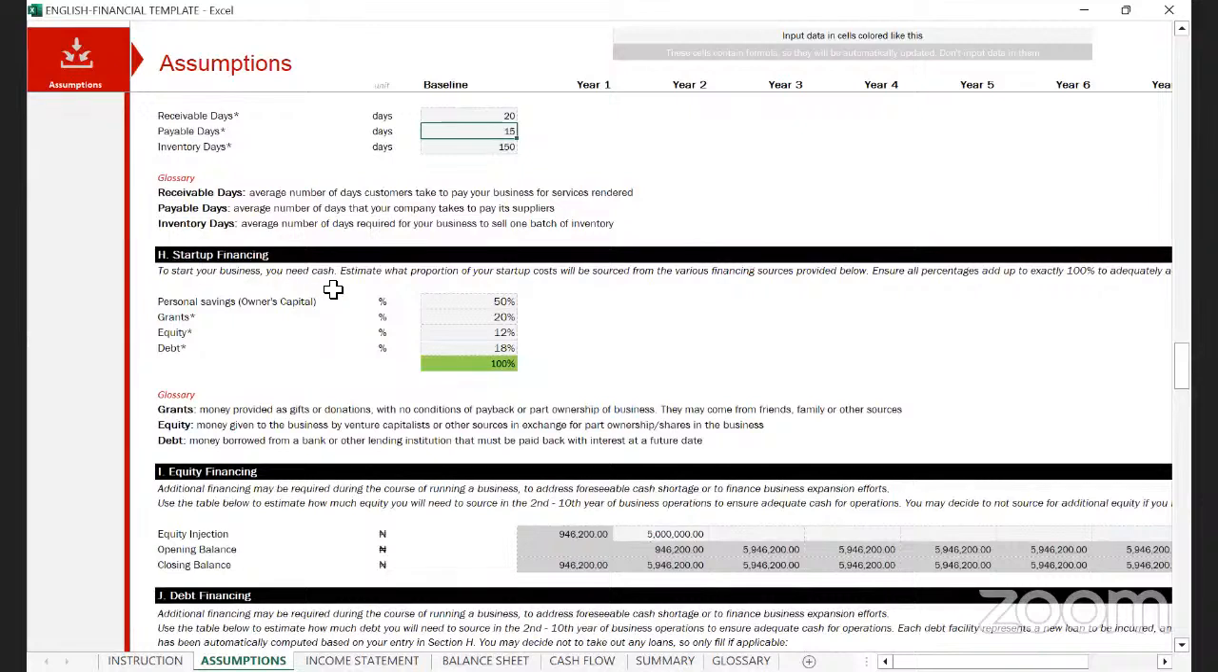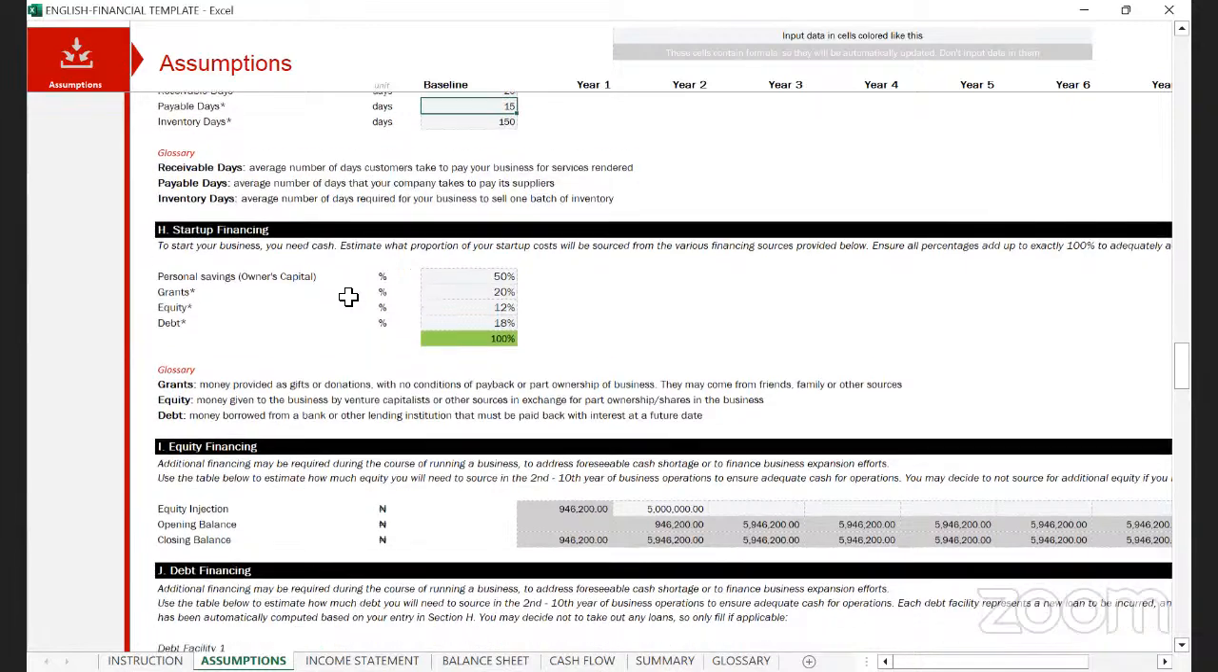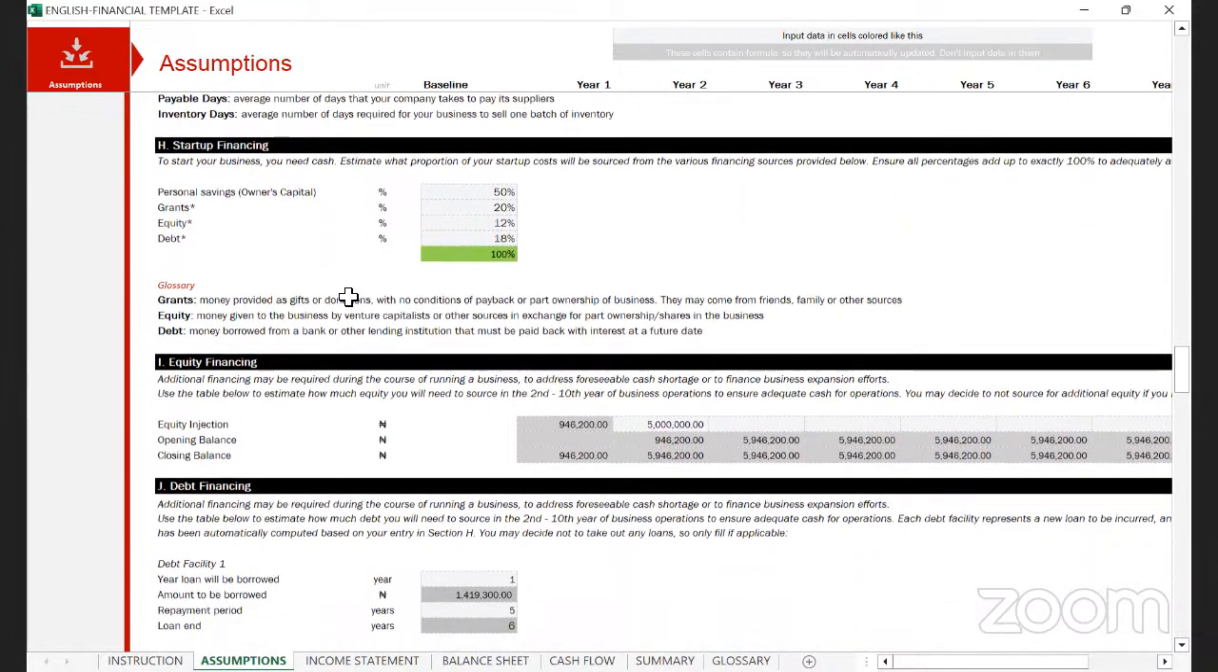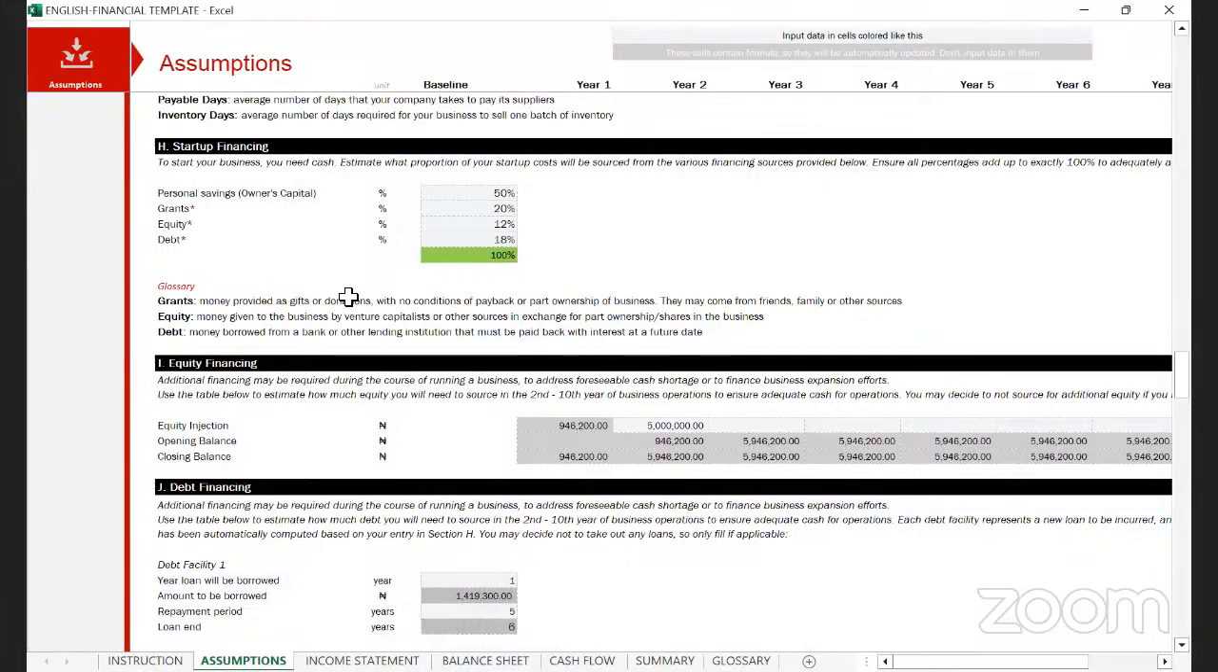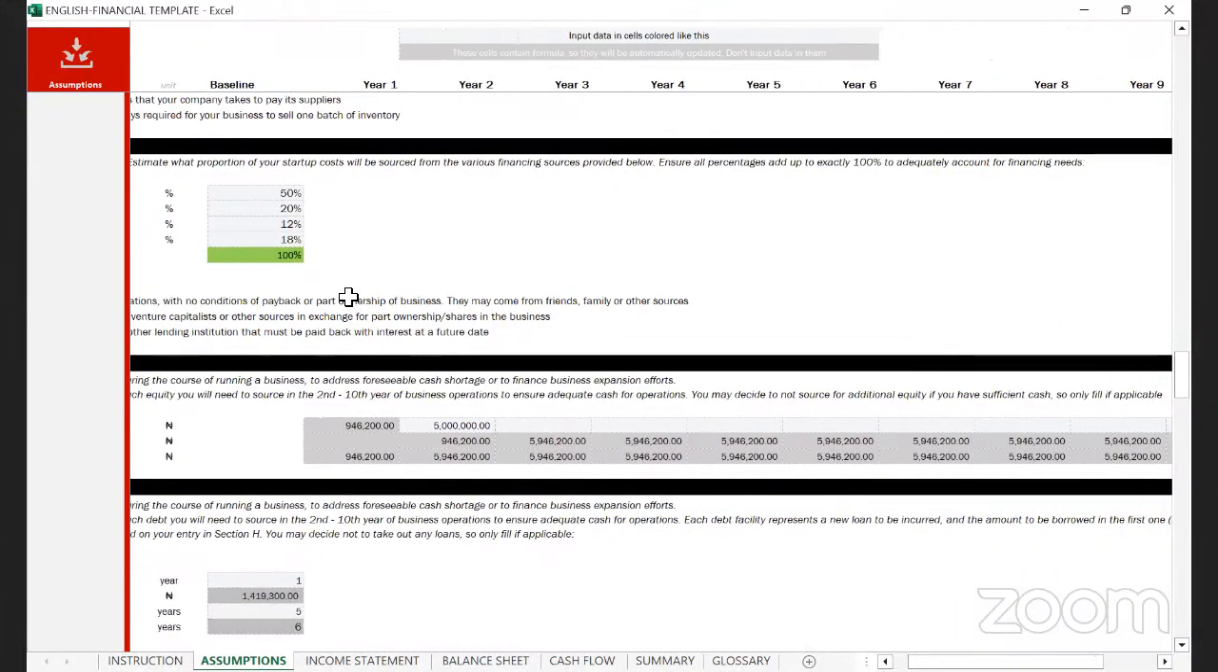Next section is startup financing. To start your business, you need cash. Estimate what proportion of your startup costs will be sourced from the various financing sources provided below. Ensure all percentages add up to 100% to adequately account for financing needs.